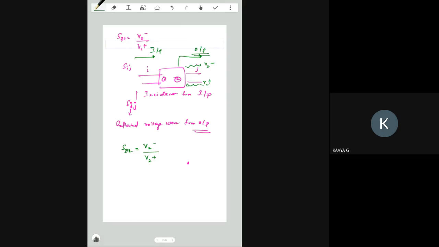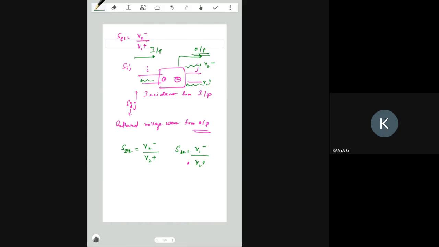And I have again S12, V1 minus, the output at the first port, and the first number is always the output. From where, that is the second number, that is V2 plus, the input from the second port. Is that clear? So the first number in the S parameter is always the output, and the second number is where it is coming from, that is the input. The input is incident, so it is a plus. Output is coming out, it's reflected, so it is a minus. Is the nomenclature clear?